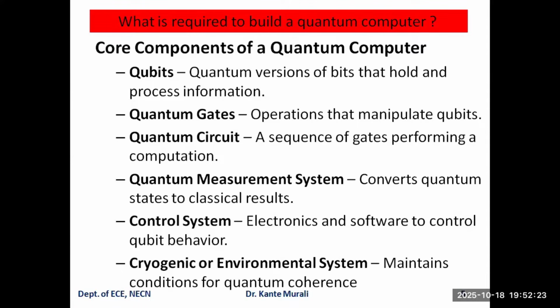To build a quantum computer, we need several key components: qubits, which are the building blocks of information; quantum gates, operations that change qubit states; quantum circuits, sequences of gates that form an algorithm; a measurement system to convert the quantum information into a classical output; control electronics to precisely manipulate qubits; and cryogenic systems to maintain extremely low temperatures for coherence. So imagine this as a layered system, hardware at the bottom, control and software on top, all working in delicate harmony.